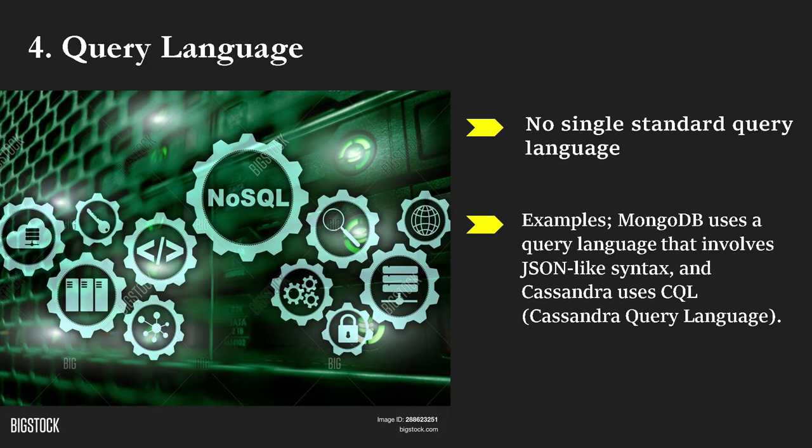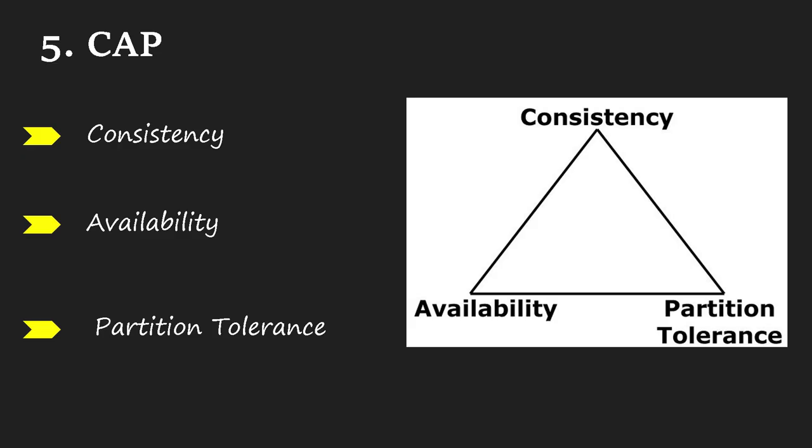Then the query language: there is no single standard query language, and the query method depends on the specific type of NoSQL database. For example, MongoDB uses a query language with JSON-like syntax, and Cassandra uses Cassandra Query Language. Then the CAP theorem, which NoSQL follows. C is consistency, A is availability, and P is partition tolerance.